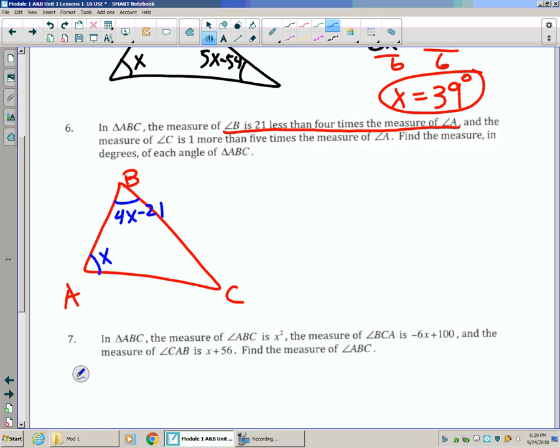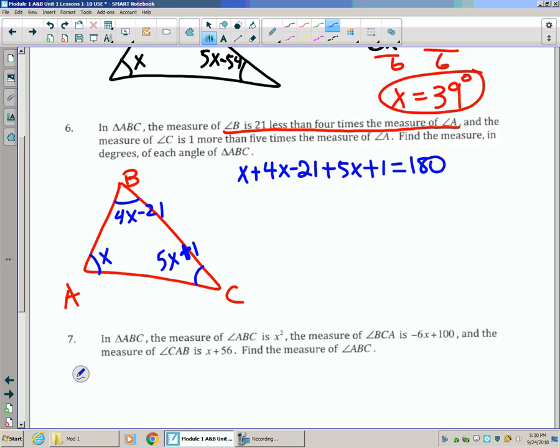And angle C in this case is 1 more than 5 times the measure of angle A. Angle A was x, and it says 5 times x and 1 more. Okay, this is a plus, not an x. Again, the idea of the sum of all interior angles of a triangle comes in handy, equals 180. So we're going to add them up and we get equals 180.